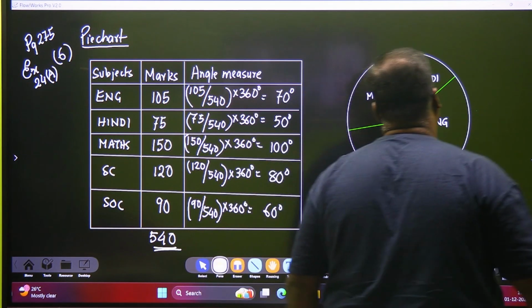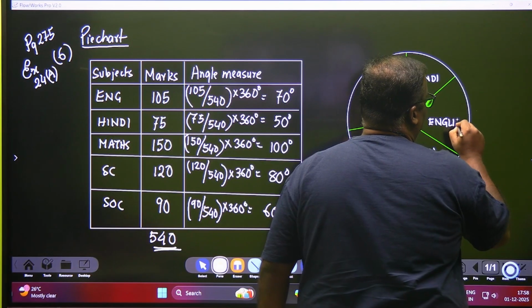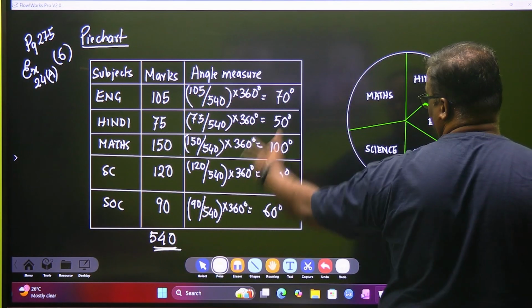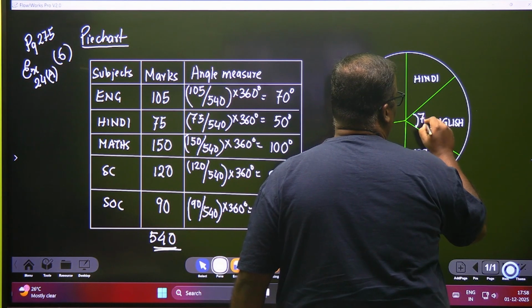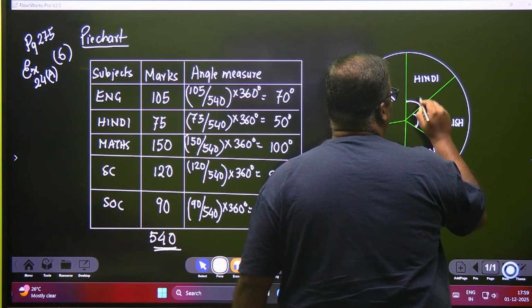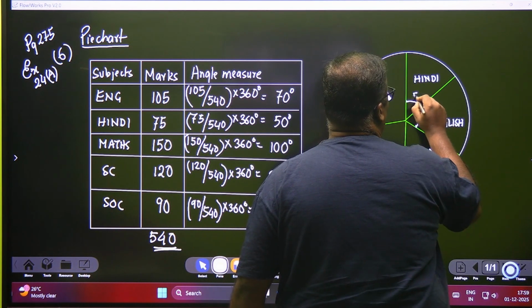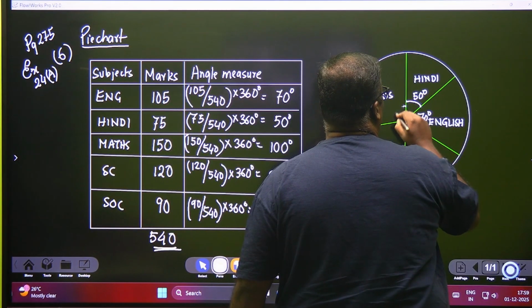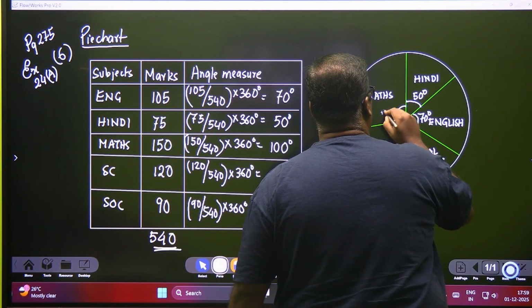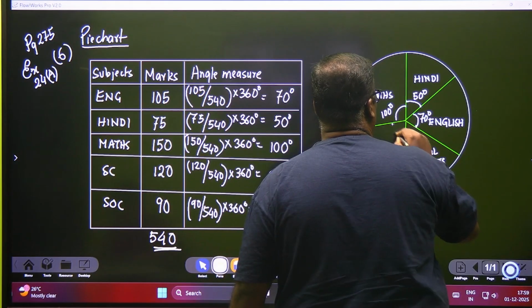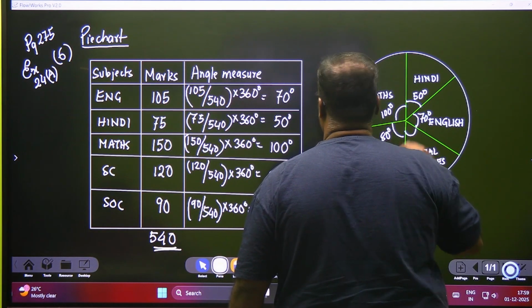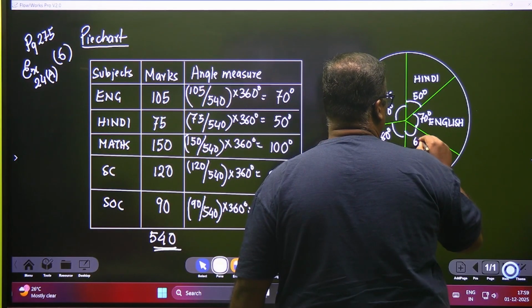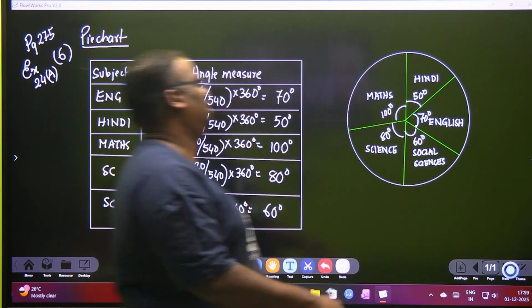Let's also write English. Be as neat as possible. Let's write our angles. English had an angle of 70 degrees. Then we had a 50-degree angle out here. Then a 100-degree angle, then an 80-degree angle, and then a 60-degree angle out here. We're done.